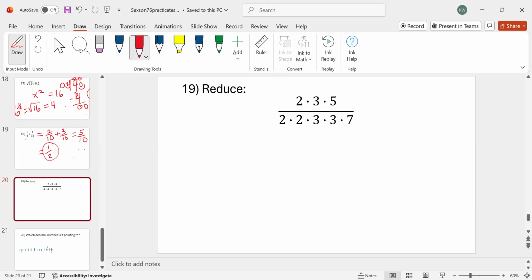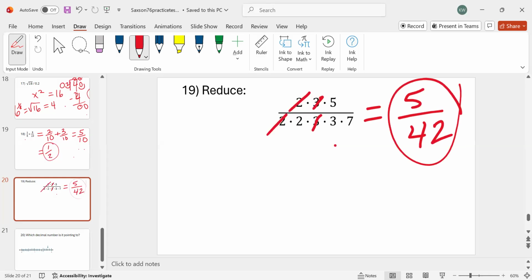All right, now we're going to reduce this problem. That's similar to one of the previous problems that we did, where we got it all down into the prime factors so that we could cancel a lot of stuff out. So let's go ahead and do that. Cancel those 2's. Got to have the same thing on top and bottom to cancel. All right. And that's as far as we can go. So what we are left with is a 5 in the numerator and a 2 times 3, which is 6, times 7. 6 times 7 is 42. And that is the final fraction.